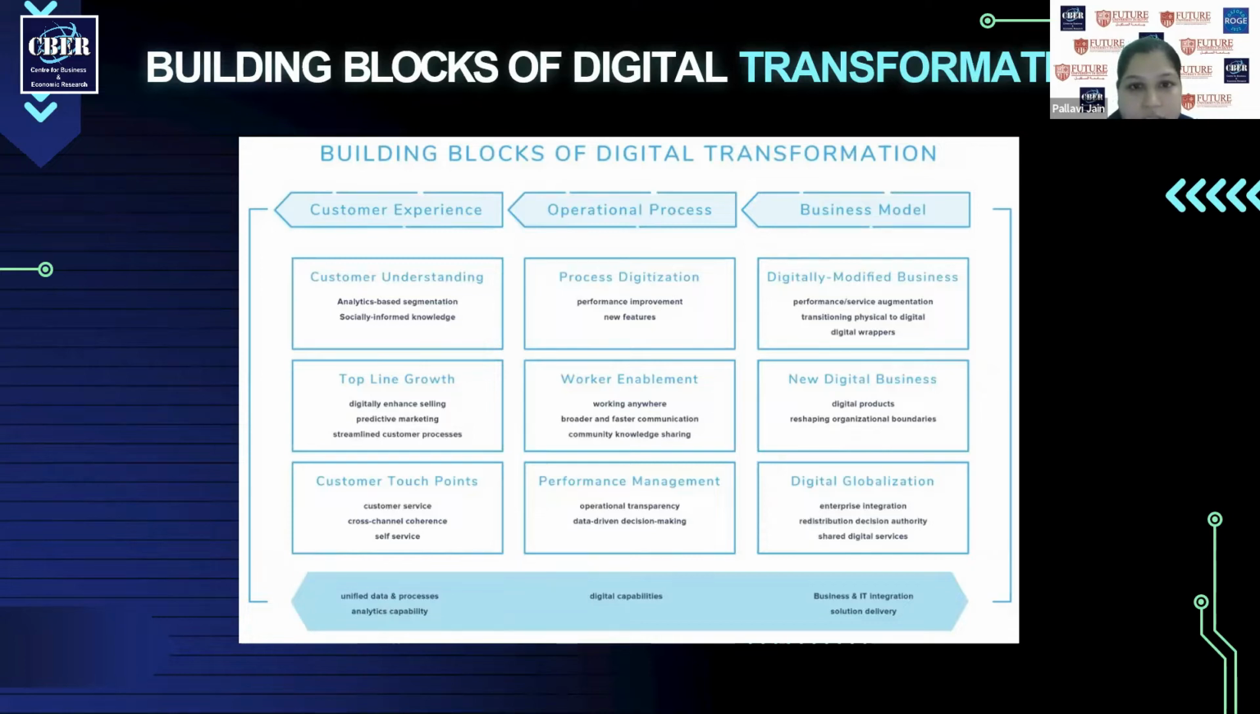Then operational processes, which deals with process digitization, worker enablement, where, as we have already seen in COVID, how fast each and every company adapted to the work from home scenario, and you can now work remotely anywhere in the entire world without disrupting the daily or the business processes. So performance management, and then moving on to the business model, which focuses on digital globalization.